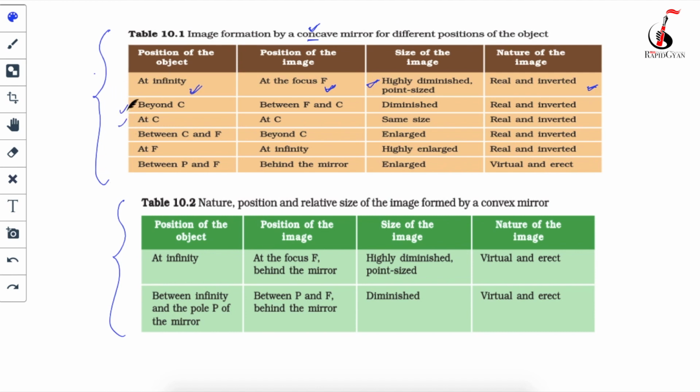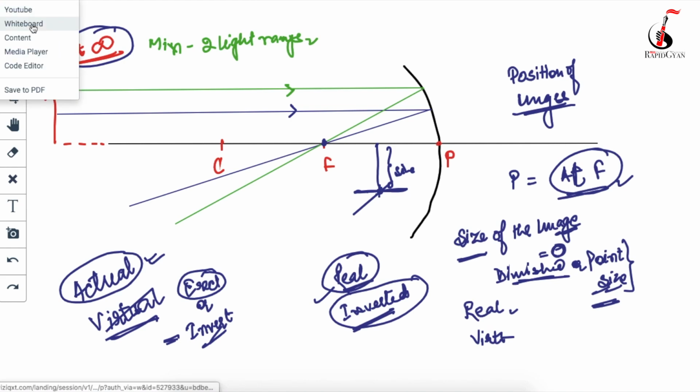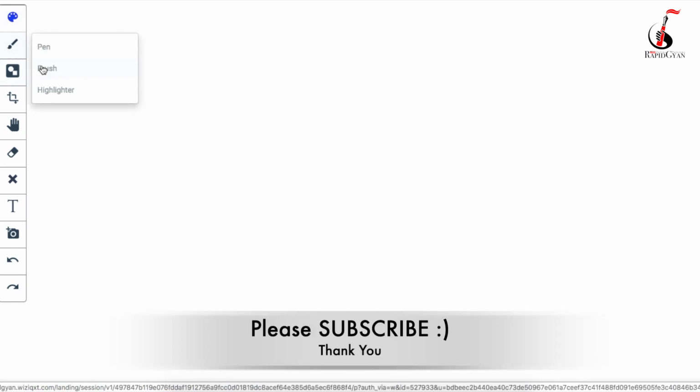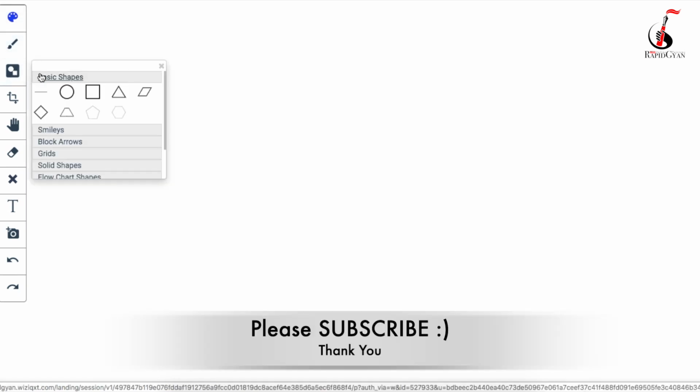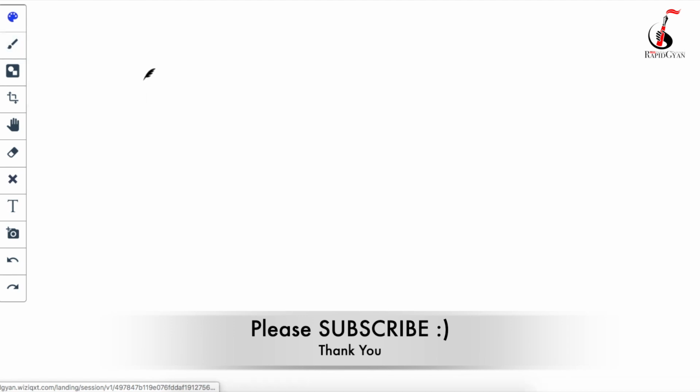Now let's take the next case, which is beyond C. Hope everything is clear till this point, guys. If anyone has any doubt, please feel free to ask in the comment section. I am going to respond. So let's solve the next case.